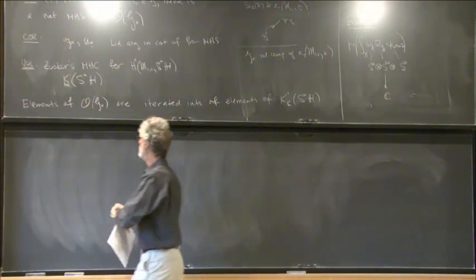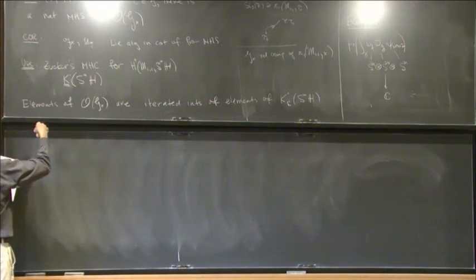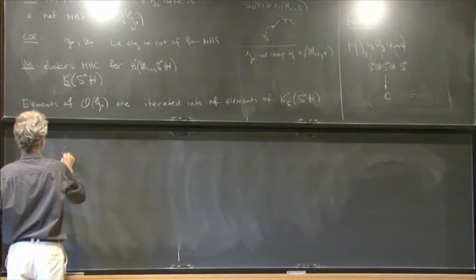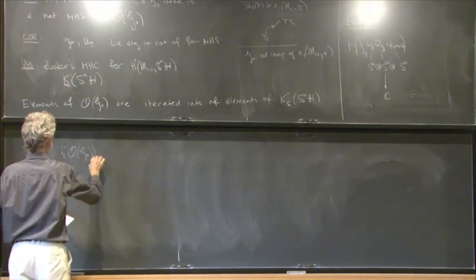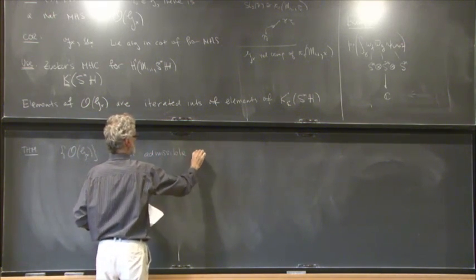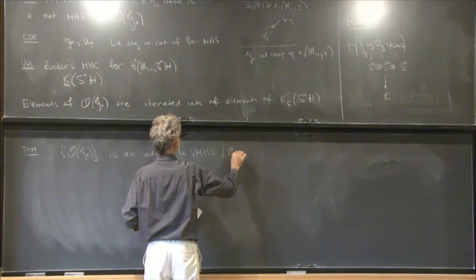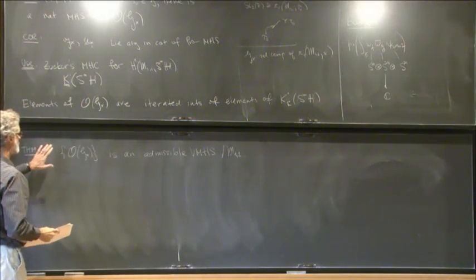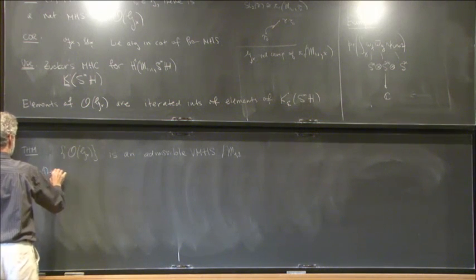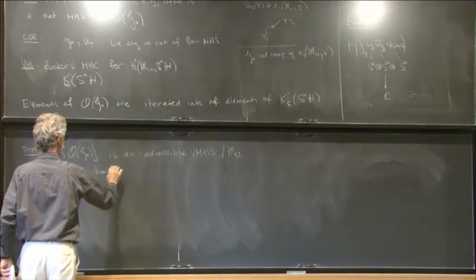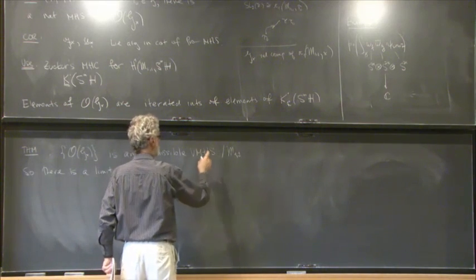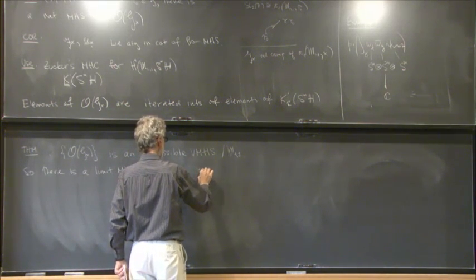So one reason for writing up an elementary approach to this is I also proved that the set of these guys here, so theorem, the set of O of G x is an admissible variation of mixed Hodge structure over M11. And so the importance of this is it allows you to say there's a limit mixed Hodge structure. So there is a limit mixed Hodge structure associated to the tangent vector, which I'll call v, which is d/dq.